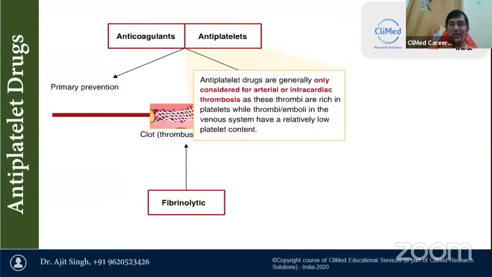Then the next is antiplatelet drugs. Antiplatelet drugs are actually not for the treatment. These are actually for the prevention. These are working as prophylactic drugs which prevent the event, which prevent the formation of plaque. These are not directly working on the plaque, these are not deactivating the plaque, or participating in dissolving the plaque.